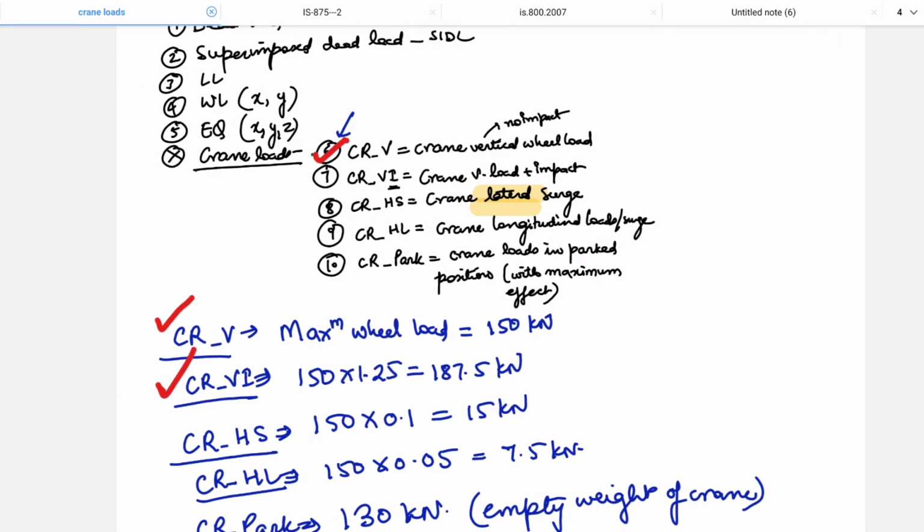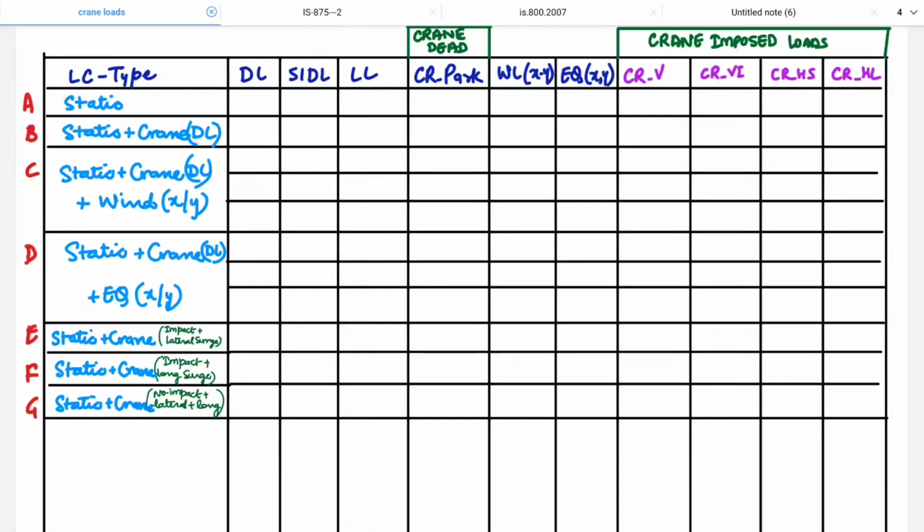Let's start with the load combination table. So this is our table for load combinations. Now we will fill the values. First of all, let's have a look at what are the columns and what are the rows. In this first column, we have load combination type. These are the different types of combinations that we can create. Static, including dead load, SIDL only, and live load also if it is there. Then static and crane dead load.